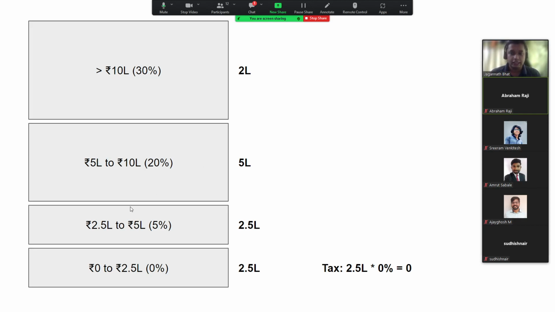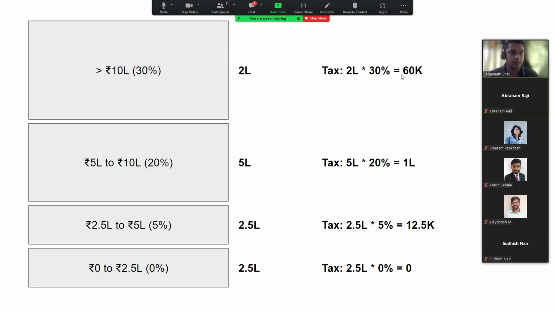Okay, in the second slab, again, you have 2.5 lakhs, and this time you have to pay 5% tax, so this time the tax is 12.5 thousand. Then in the third slab, you have 5 lakhs, and you have to pay 20% tax on it, so you have to pay 1 lakh tax. And for the last one, you have 2 lakhs in the last slab, and you have to pay 30% tax on it, which means your tax for that slab comes to 60,000. So your total tax becomes 1 lakh 72,000.